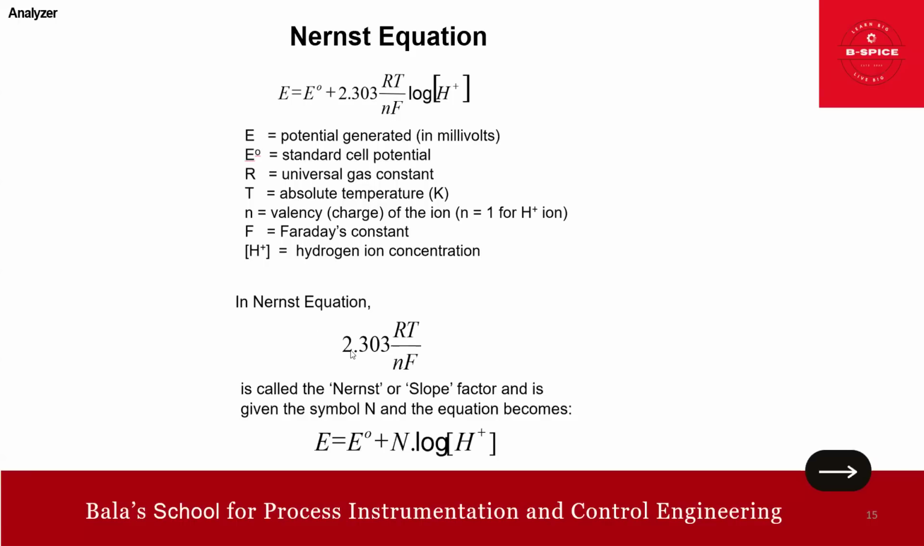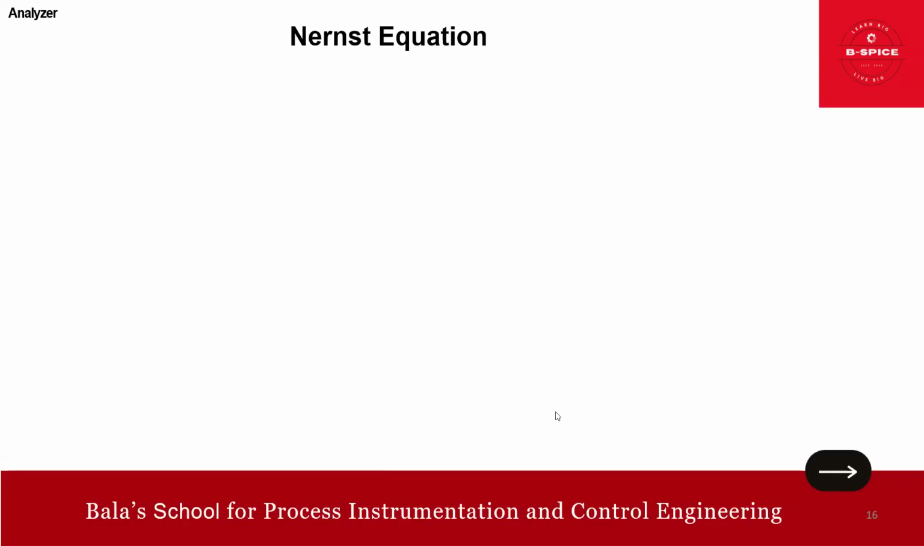In the Nernst equation, friends, I think we would have studied this during our college days. 2.303 RT by nF is called the Nernst or slope factor and is given the symbol N. So the equation becomes E is equal to E0 plus N multiplied by the logarithm of hydrogen activity, the hydrogen ion concentration. Right, friends? So the Nernst equation is clear, right?